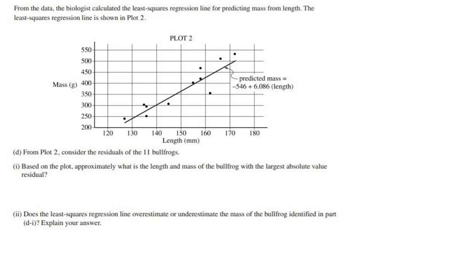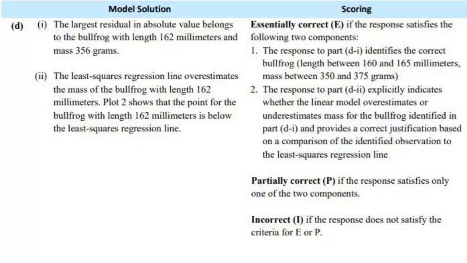Yeah, it doesn't matter which one is the farthest away from the line. That's what they're looking for here. They don't care whether it's farthest away above or farthest away below. Which one is the farthest away? Model solution for part I. The largest residual in absolute value belongs to the bullfrog with length 162 millimeters and mass 356 grams.